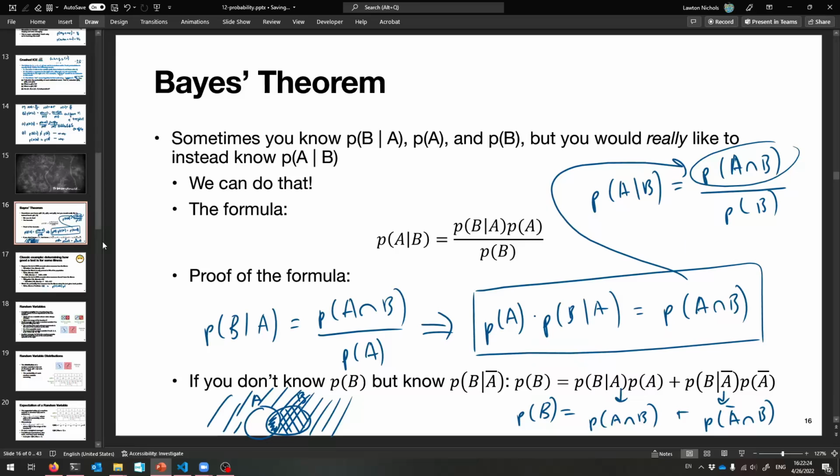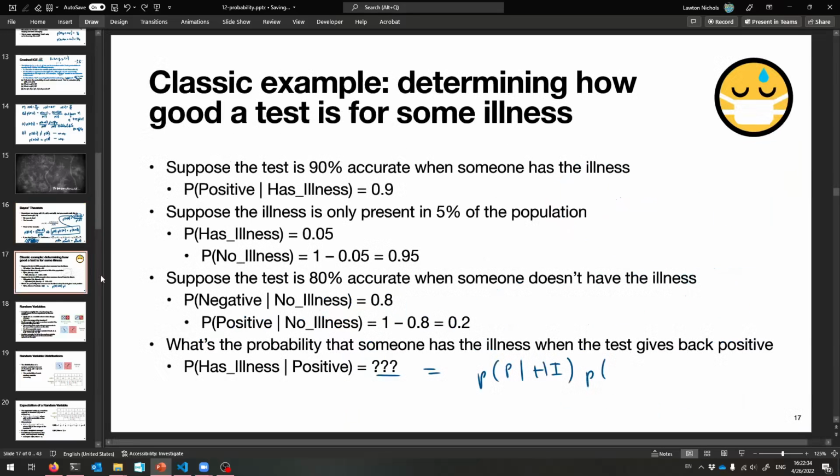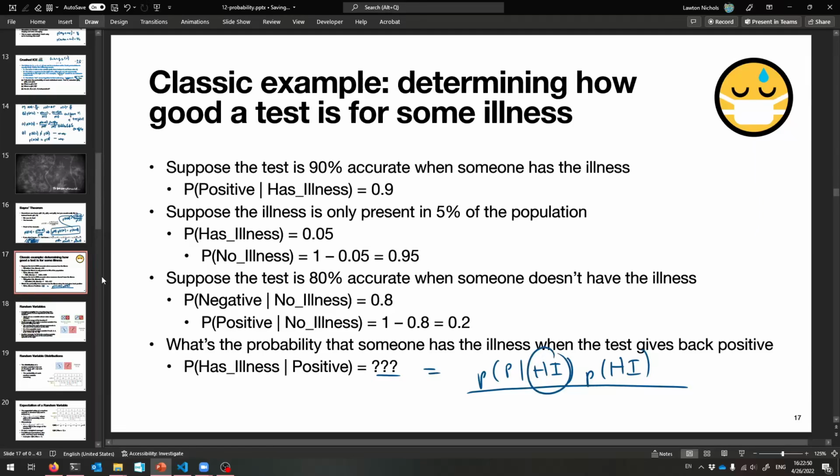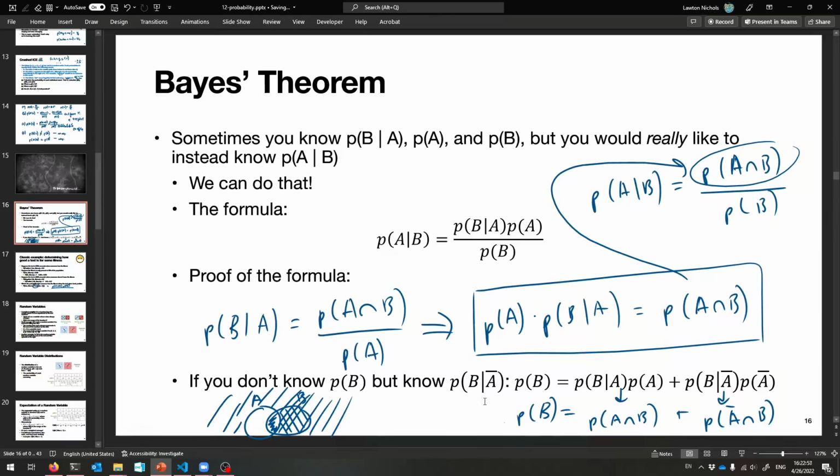Let me make sure that's correct. The probability of A given B is the probability of the flip thing times the probability of the thing on the right for this. So yeah, it's the probability of having the illness over, now we need the probability of this thing below. What's the probability of being positive? Well, I claim it's equal to this idea here. These are things that we can calculate.